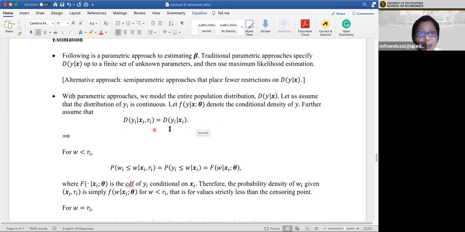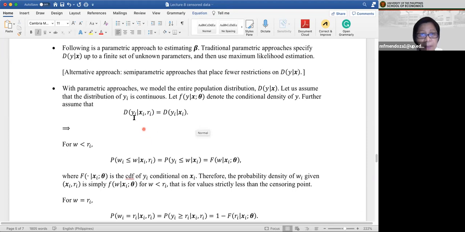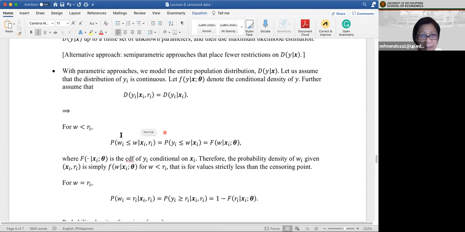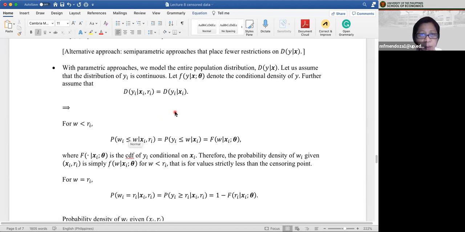Further assume that the conditional distribution of y given x sub i, r sub i is equal to the conditional distribution of y given x sub i. So what does this imply? Note that on the right-hand side, r sub i disappears. That means that y sub i is independent of r sub i. I think we took this earlier. What do you mean by this?